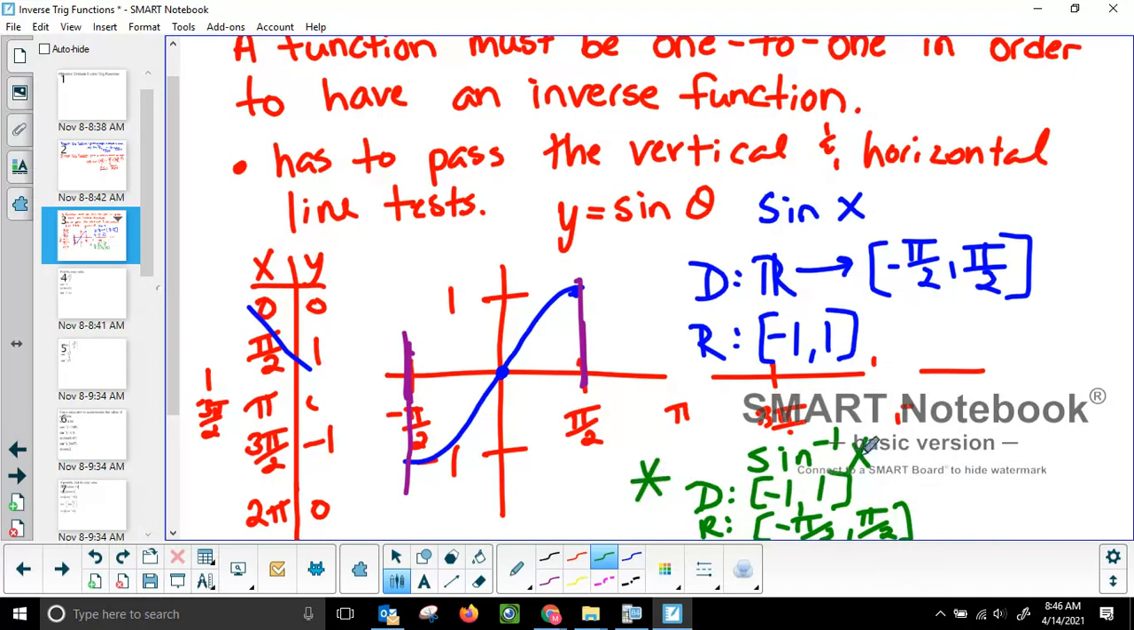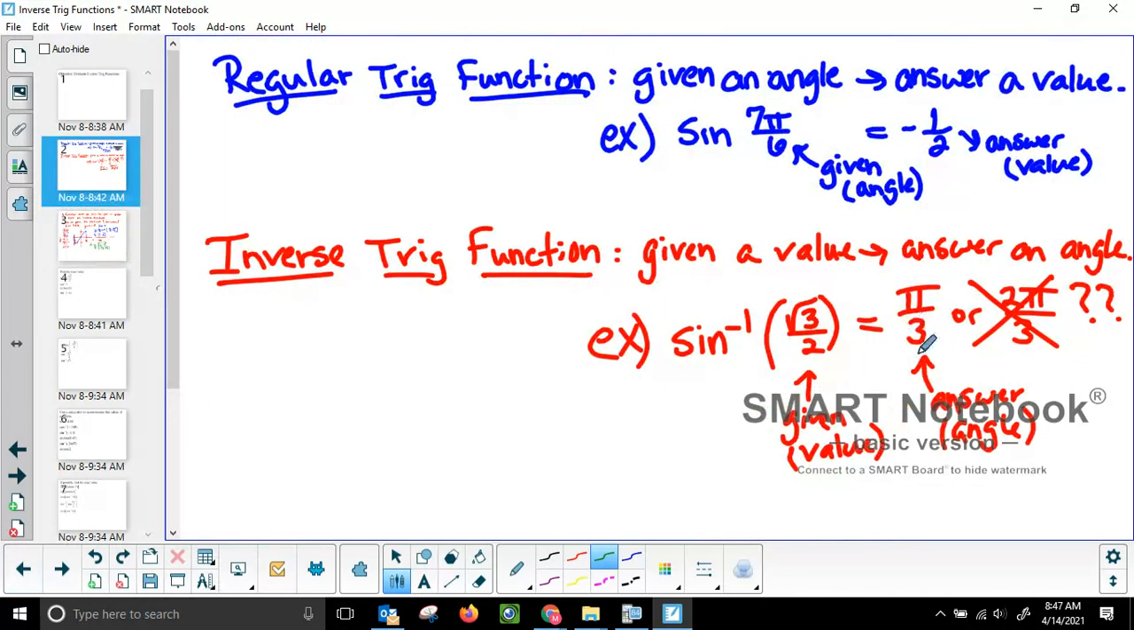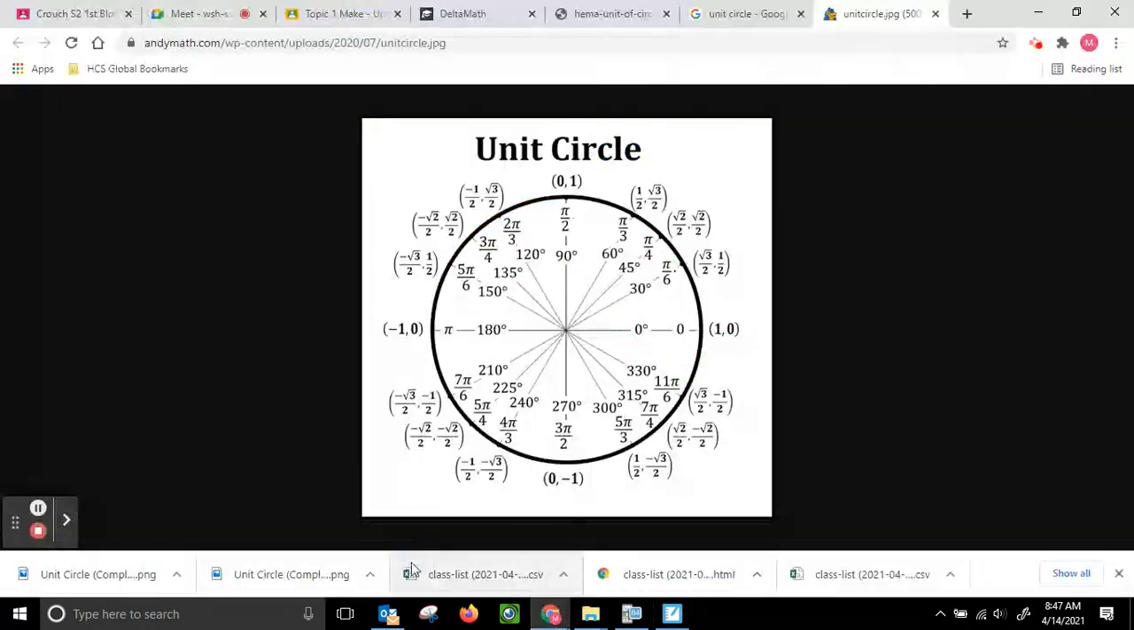If you plug anything into inverse sine that isn't between -1 and 1, you can't do it, because it's not within our domain. And you have to get an answer between -π/2 and π/2. That is why we had to only choose π/3 here. If you go back to the unit circle, the negative direction is clockwise, so -π/2 is actually down here at 3π/2, and +π/2 is up here. So it's the right half of the unit circle.